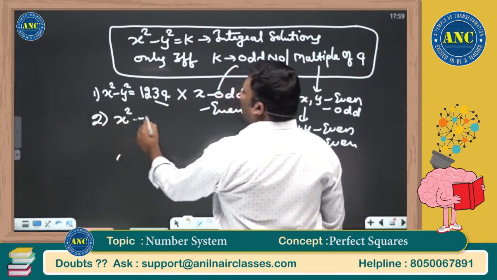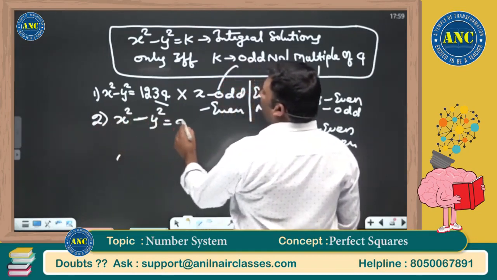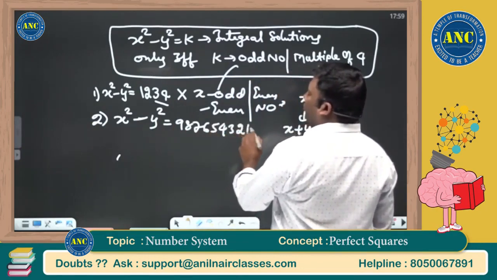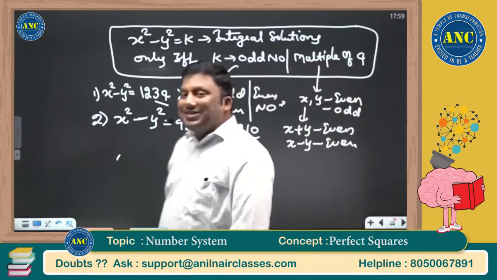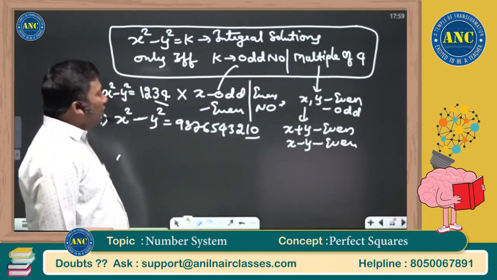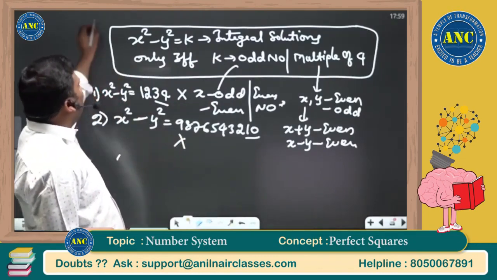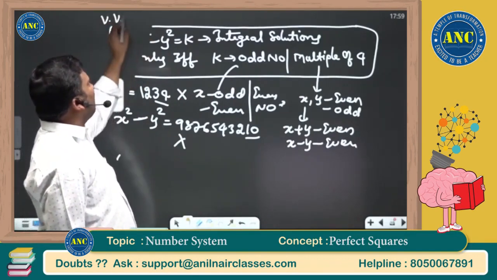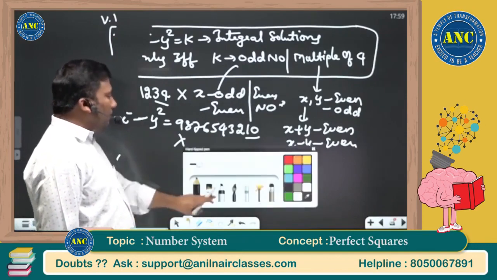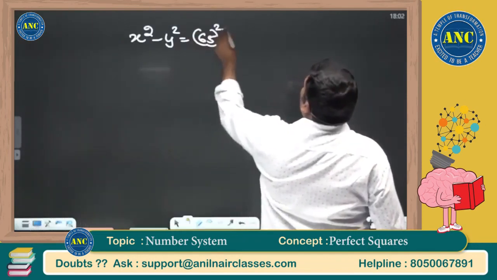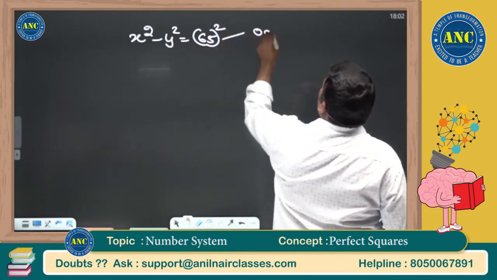What is the original CAT question? x square minus y square equivalent to 9876543210. It is not a multiple of 4 or an odd number. Please make a note of this. Very, very, very important point. Extremely important point. x square minus y square equivalent to 65 whole square. Right hand side is an odd number.